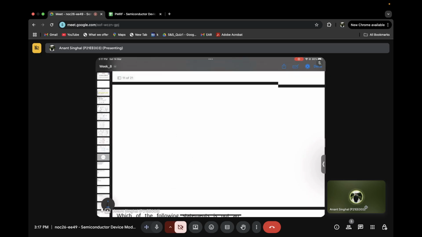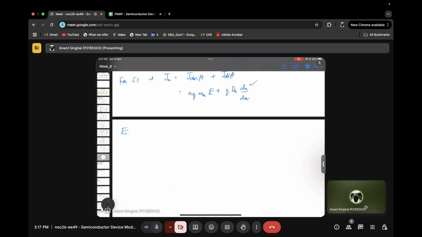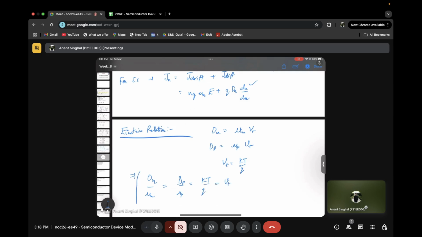And at the last, there is a very important relation that we call the Einstein relation. Dn, as I have just written, is given by mu n Vt, and Dp is given by mu p Vt, and we know that this Vt is nothing but kT by q. So using these terms, Dn by mu n equals Dp by mu p, which equals kT by q, which is also equal to Vt. This is what we call the Einstein relation.